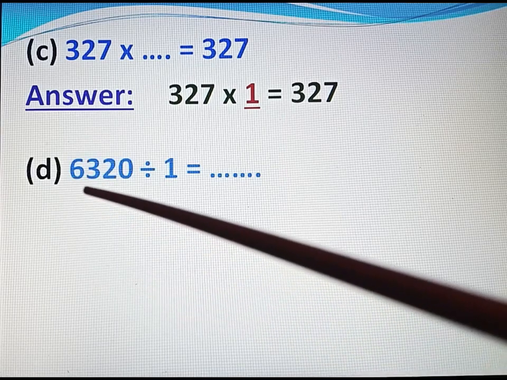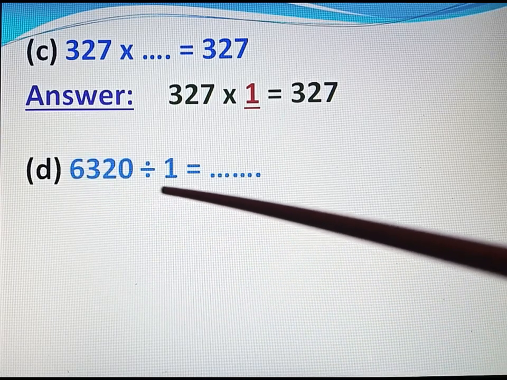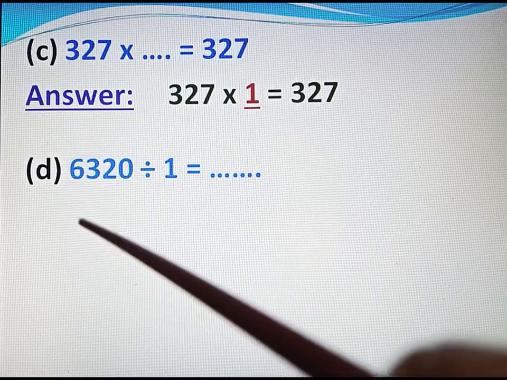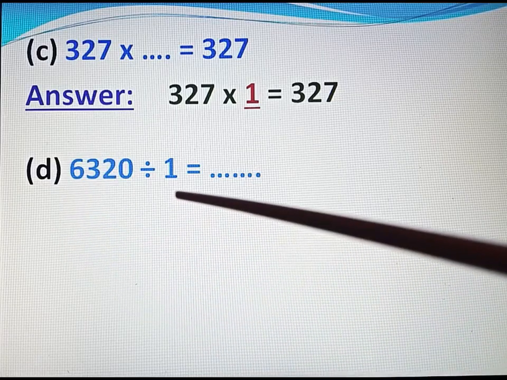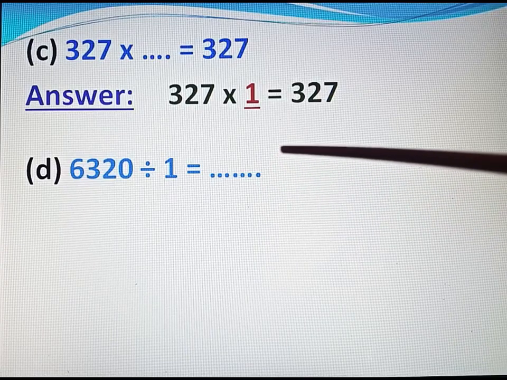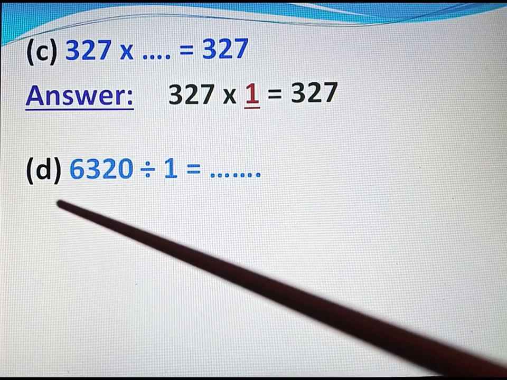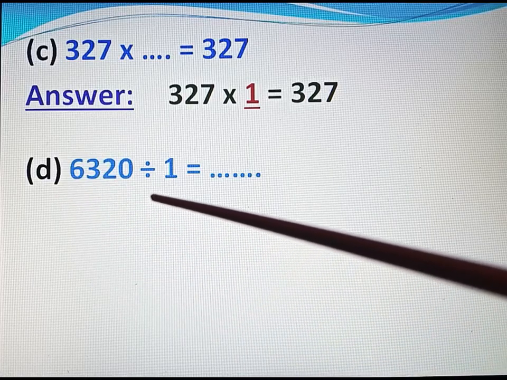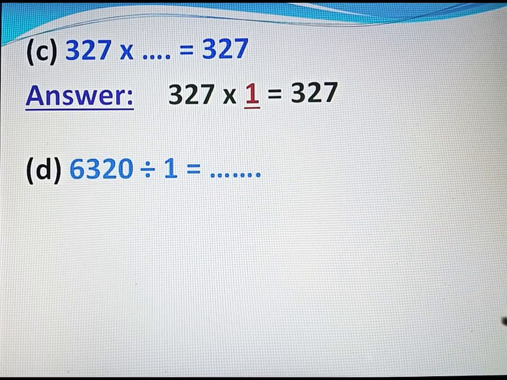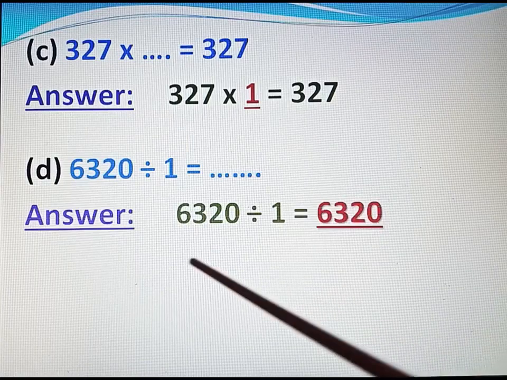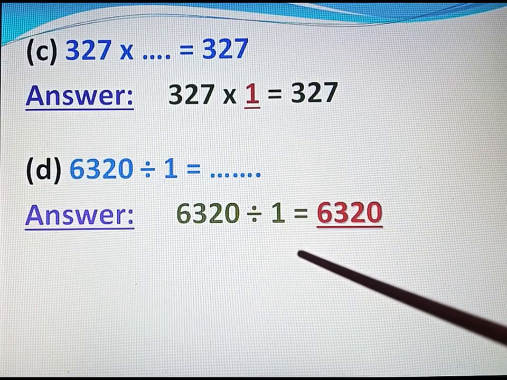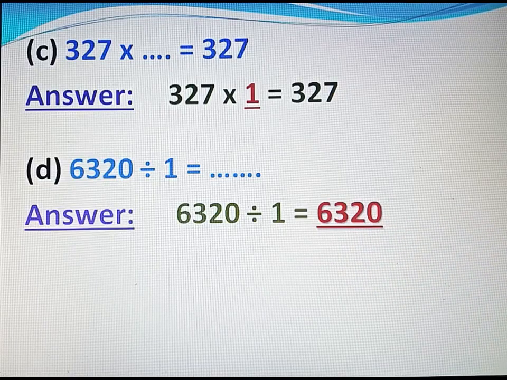D part: 6320 divide 1 equal dash. See, as we have learnt in property that if we divide any number by 1, the quotient comes that number itself. So here 6320 divide 1 equal 6320. Answer: 6320 divide 1 equal 6320. So 6320 is the answer.